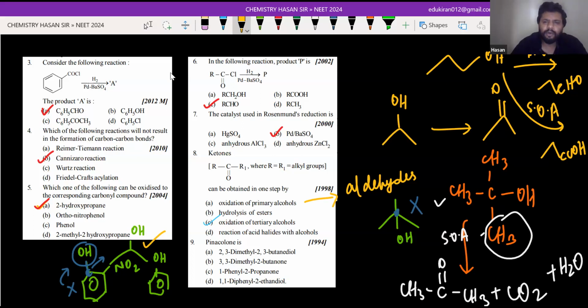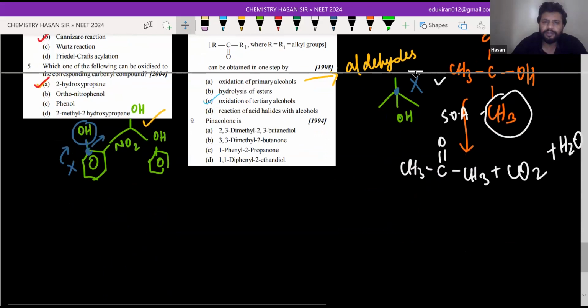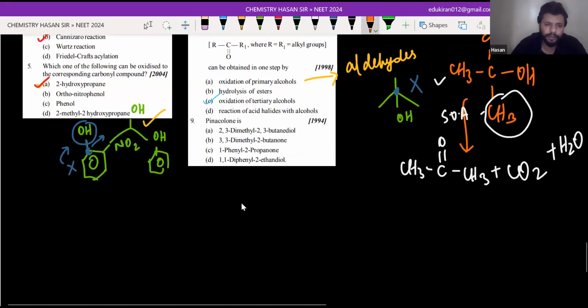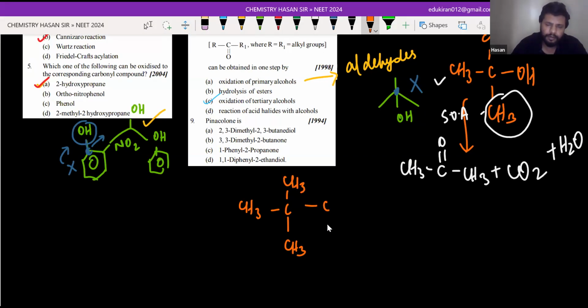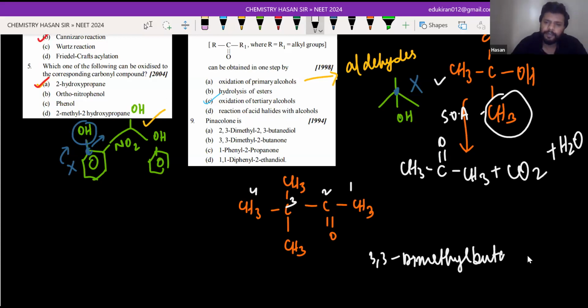Thank you. Pinacolone, you can see the compound you should remember. It is a reaction which you will study in higher classes if you study chemistry. So this is the structure of pinacolone. If you are going for IUPAC, it will be 3,3-dimethylbutan-2-one.